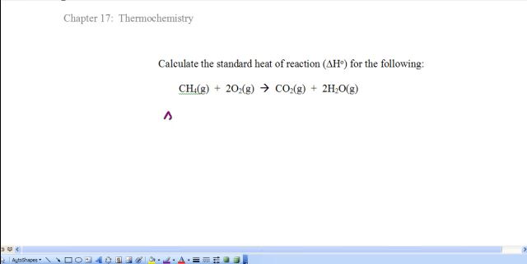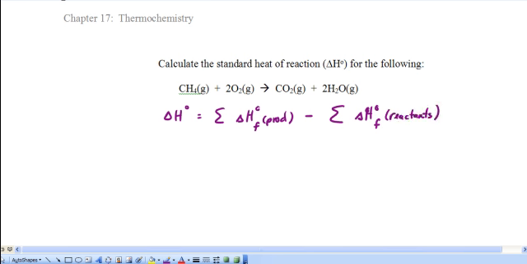Now remember, you have the delta H is going to equal the sum of the delta H's for the products minus the sum of the delta H's of formation of the reactants. And so this is going to be this plus 2 of these minus this and this. So let's go ahead and take a look.